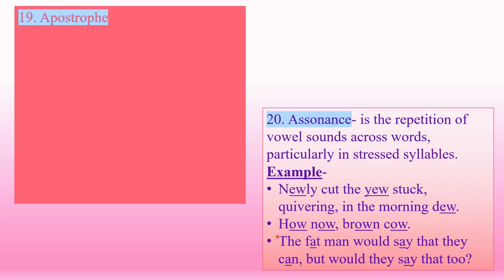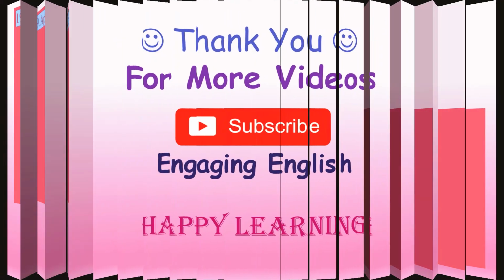See the next example. How now brown cow. These are the repeated vowel sounds in the stressed syllables. And the last one, the fat man would say that they can, but would they say that too? So say, can, fat. Okay, so these vowel sounds are repeated in the stressed syllables.